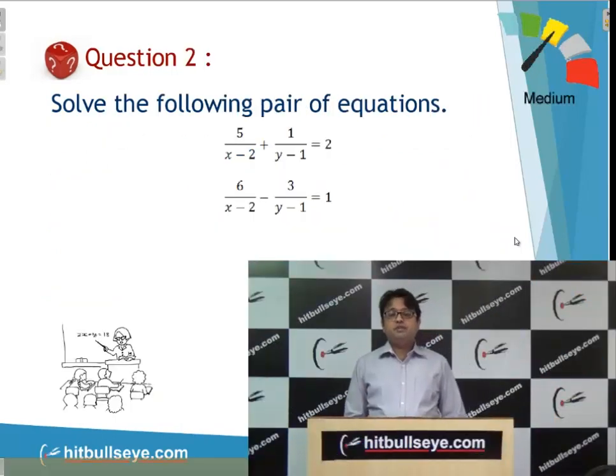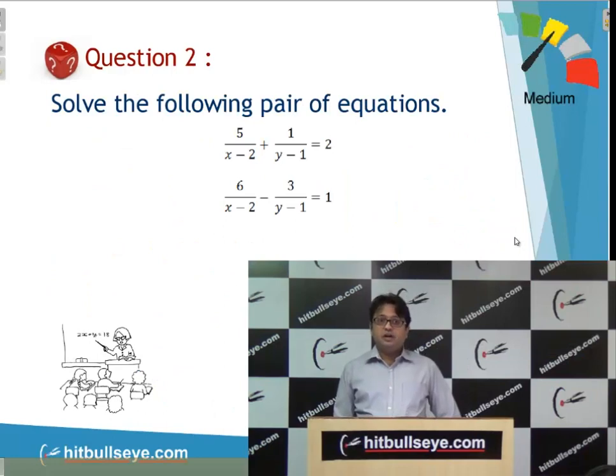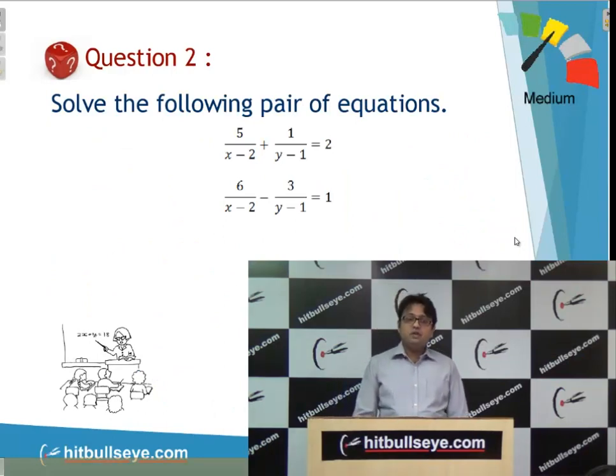Now let us have another set of questions. Here, if you could see it clearly, the variables are in the denominator. Now we have solved the equations when x and y, that means the variables, were in the numerators. But what to do when x and y are in the denominators? Here, instead of taking the LCM, which is a general procedure, we should substitute the variables in terms of another variable.